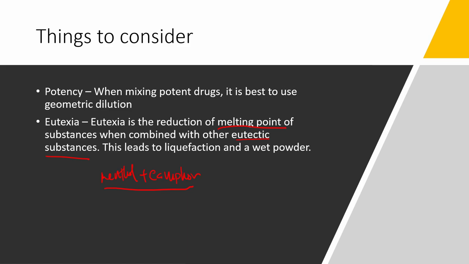So if you ever want to combine two eutectic compounds, or two compounds that exhibit eutectics, what you can do to prevent liquefaction is to add a lot of diluent. You're going to add diluent to physically separate the eutectic mixtures. So the point of the diluent is to act as a buffer or a layer between two eutectic substances, so they don't liquefy. And if they do liquefy, the diluent can still absorb the liquid product of the liquefaction. So whatever happens, the active ingredients are still retained in your mixture.